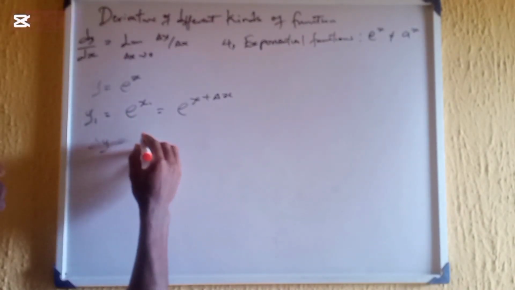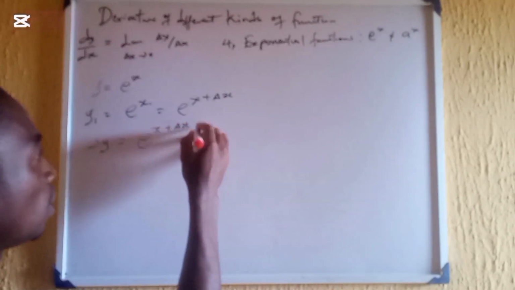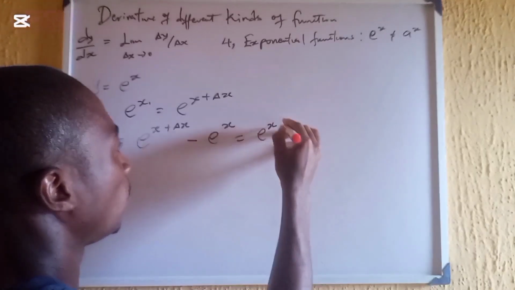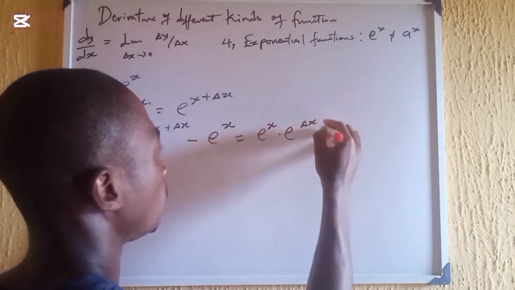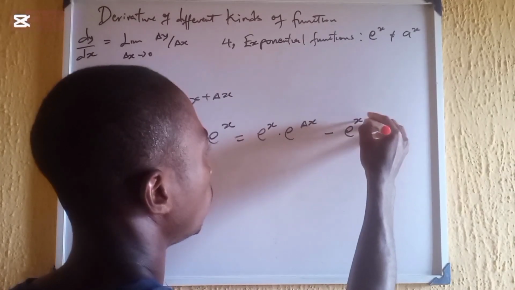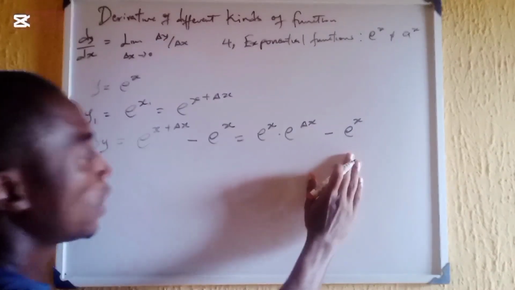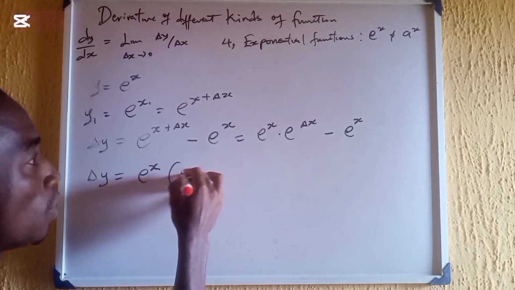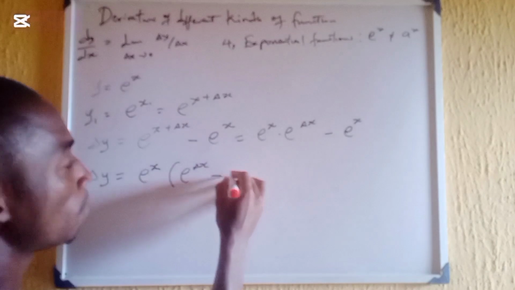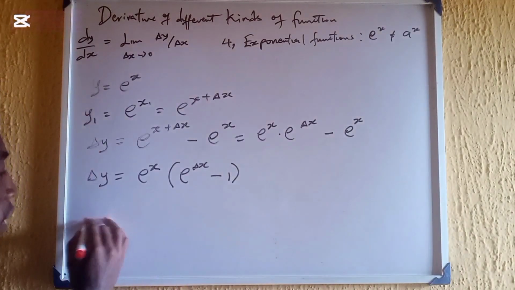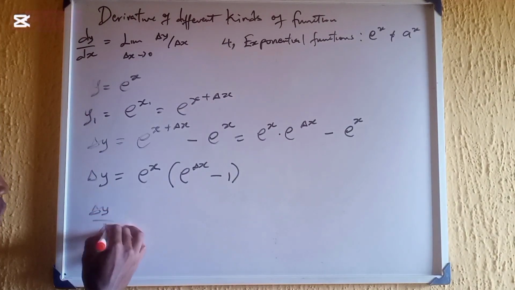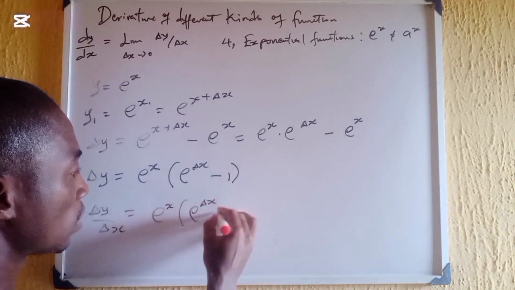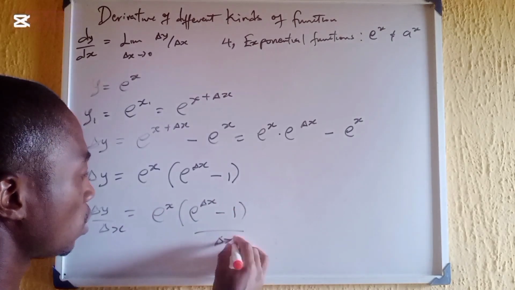So change in y is equal to e to the power x plus change in x minus e to the power x. Remember that this is the same thing as e to the power x times e to the power change in x. Then we are saying minus e to the power what? x. So we have a common factor, and that means that change in y is equal to e to the power x. In brackets, we're having e to the power change in x minus 1. So dividing by change in x, change in y over change in x is equal to e to the power x, e to the power change in x minus 1 over change in x.